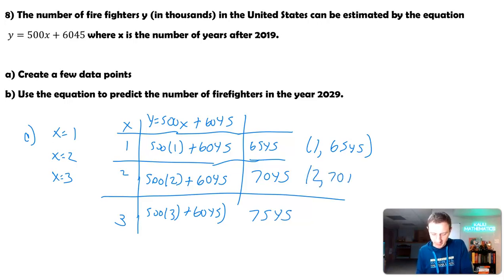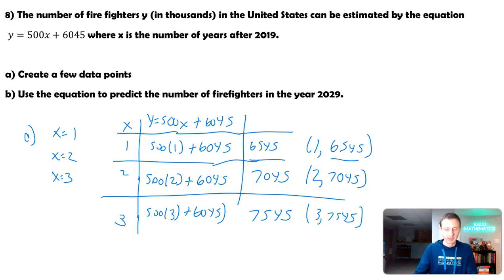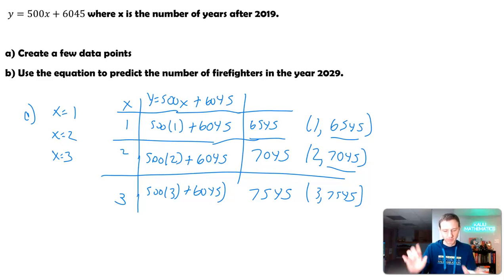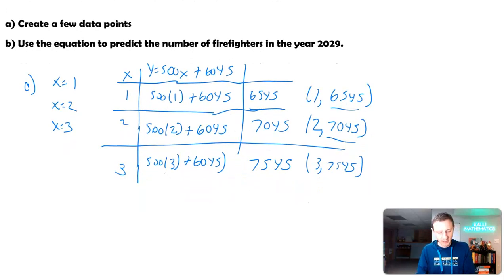Now I don't have a graph for this because the x and y would be kind of hard to navigate, but I want to talk about the answers before we answer the second question here. So when x equal to 1, that means it's 1 year after 2019. So 1 year after 2019, this is projecting that there will be 6,545 firefighters. 2 years after 2019, this is projecting that there will be 7,045 firefighters, and so on. So we could graph that. You just create a graph from that. But let's do letter B.